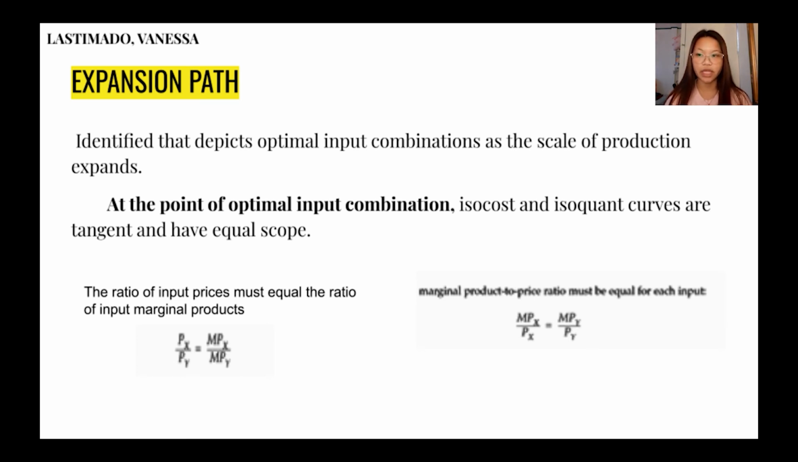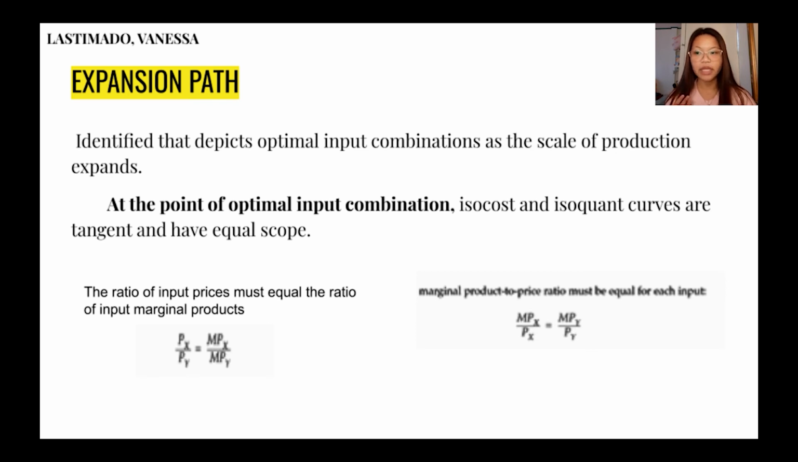So alternatively, the marginal product to price ratio must be equal for each input, such as MP sub X over P sub X equals MP sub Y over P sub Y. So optimal input proportions are employed when an additional dollar spent on any input yields the same increase in output.